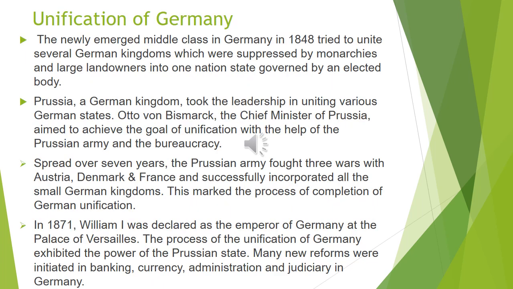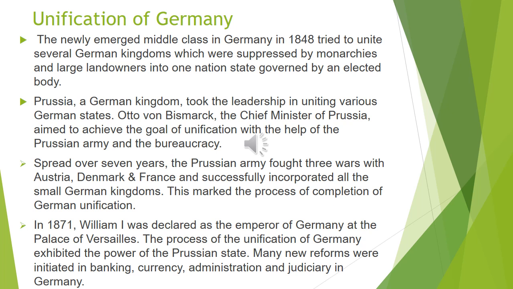Let us now discuss an important topic, unification of Germany. The newly emerged middle class in Germany in 1848 tried to unite several German kingdoms which were suppressed by monarchies and large landowners known as Junkers into one nation state governed by an elected body. Prussia, a German kingdom, took the leadership in uniting various German states. Otto von Bismarck, the chief minister of Prussia, aimed to achieve the goal of unification with the help of the Prussian army and the bureaucracy.